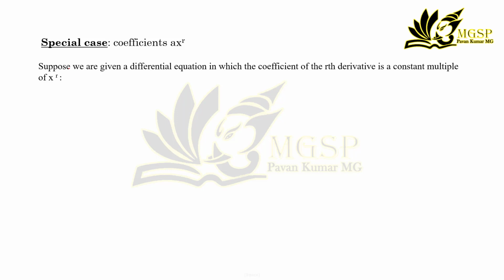Before that, I'll discuss a special case. Suppose we are given a differential equation where the rth derivative is multiplied by a constant multiple of x to the power r. Let's consider an example: x square d square y by dx square plus 2x dy by dx minus 6y is equal to 0. How can we solve this?